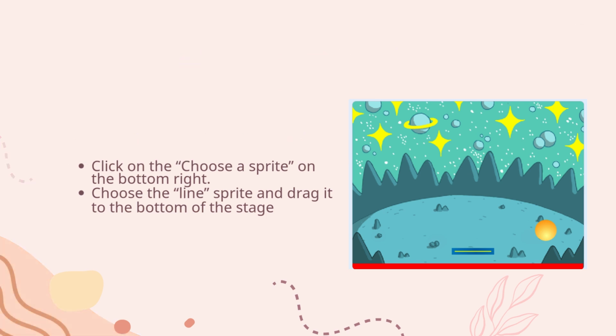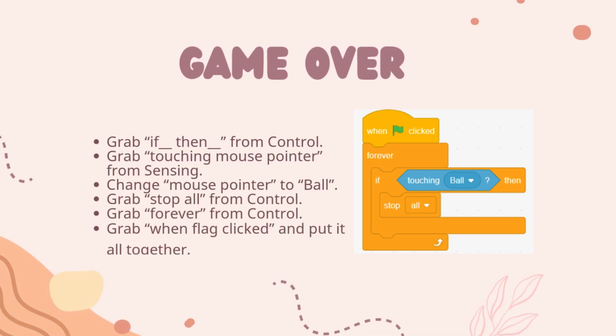So, for when the game is over, grab if then from control. Grab touching mouse pointer from sensing. Change mouse pointer to ball. Grab stop all from control. Grab forever from control. Grab when flag clicked, and put it all together.